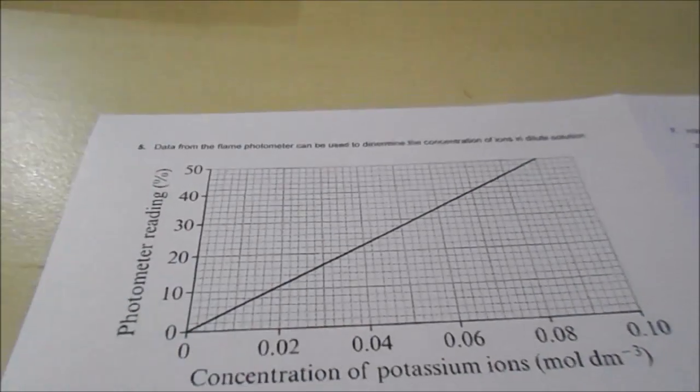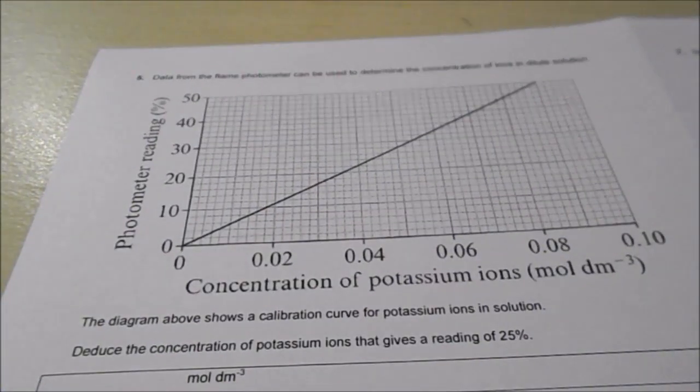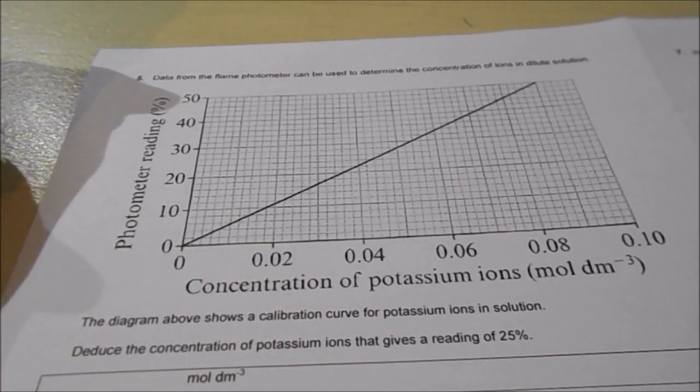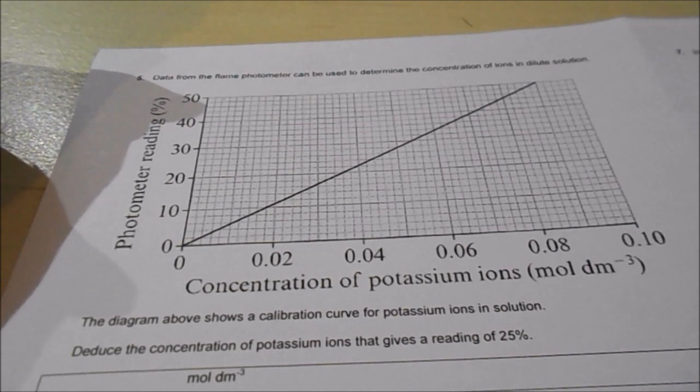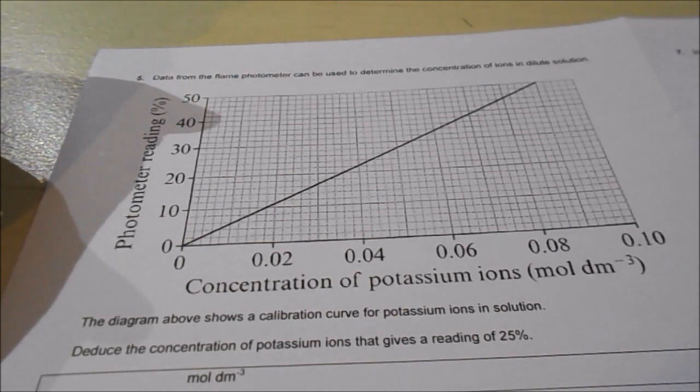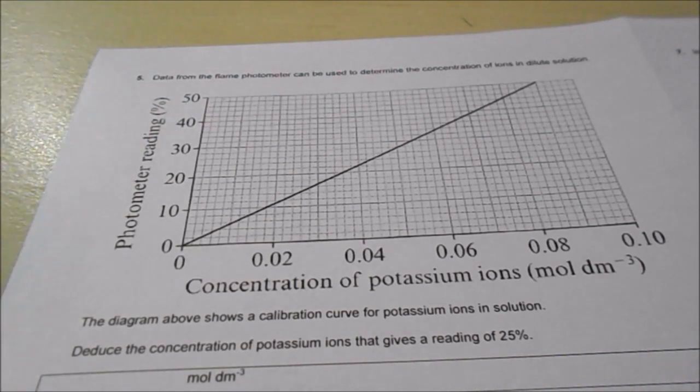So let me carry you over to the top of this one. Okay, so in this question we have got some data from a flame photometer, and it says that that's going to be used to determine the concentration of ions in dilute solution. So the diagram above shows a calibration curve. We want to deduce the concentration of potassium ions that give us a reading of 25%.